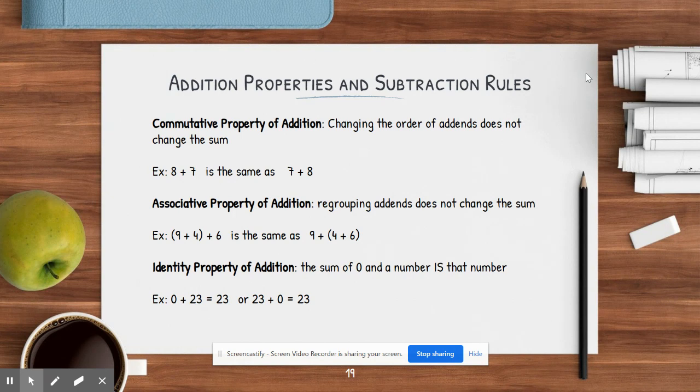You have to be careful and always remember to put that of addition part. Does anybody know why? Why does of addition matter? Why can't we just put the commutative property? Yes. There's also a commutative property of multiplication. We have to make sure that we are identifying which property it really is.